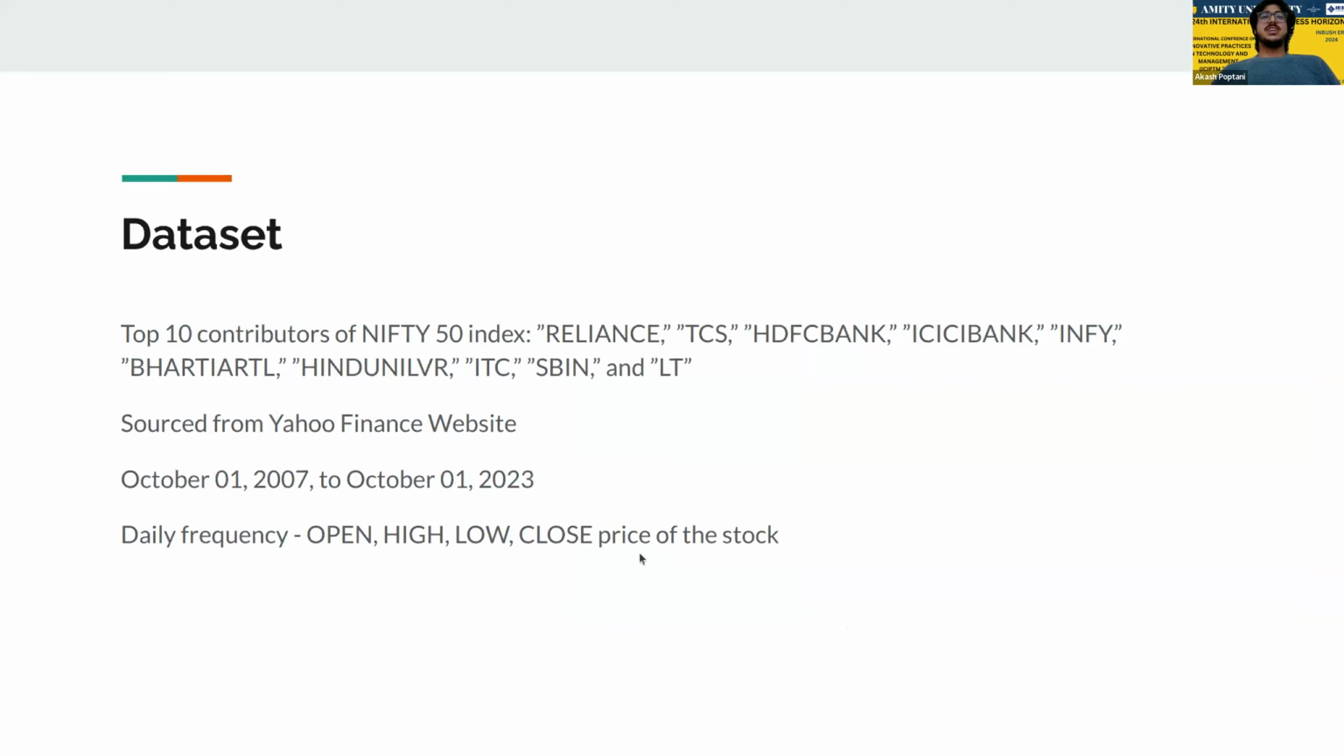The data set that I have used is the top 10 contributors of the Nifty 50 index as of January 2024, sourced from the Yahoo Finance website. It was taken over 16 years at daily frequency. The data was in the format of open price, high price, low price, and close price of the stock for every single day.